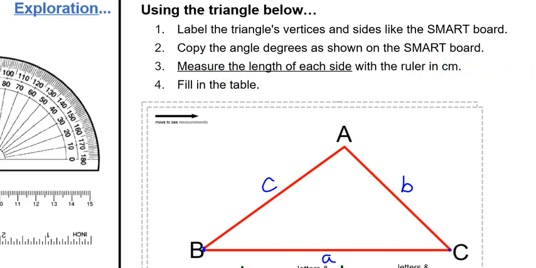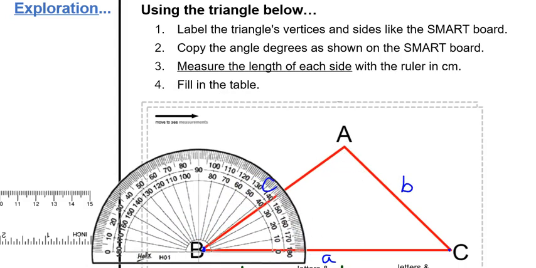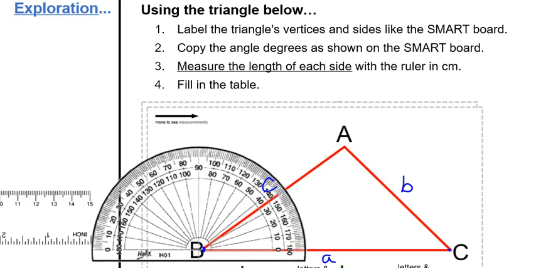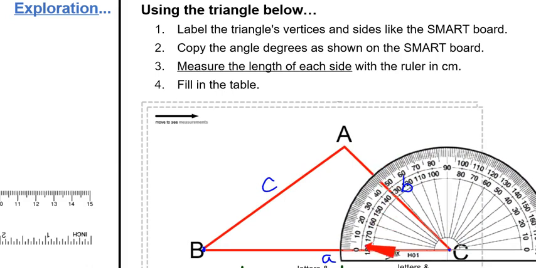Then what we're going to do is copy the angle degrees as shown on the smartboard. So what I did was I got my protractor out. Remember, we used this before. We measured our angle right here. And remember, we were measuring from the 0. So when I look at that angle right here, I'm measuring from 0, and I measure up right here, and then I mark that angle on there, and it appears to be about 36 degrees. And then I took my protractor and I put it over here. And now again, I'm measuring this way. And remember, we have to start counting at 0. So now we would measure on the outside, and we're going to measure that angle.